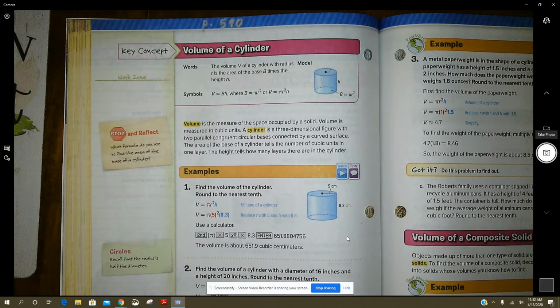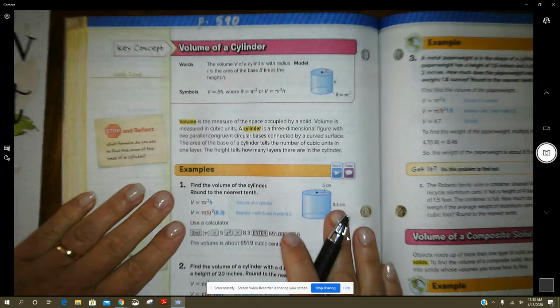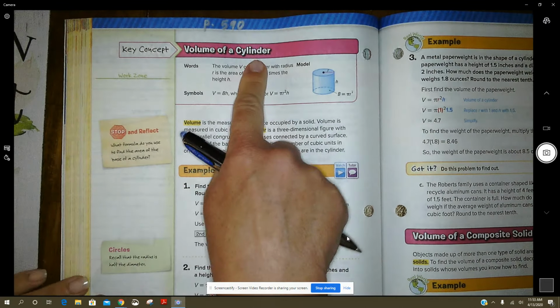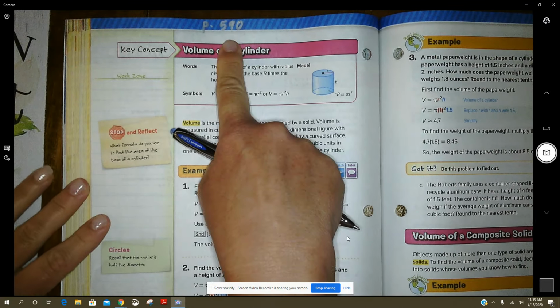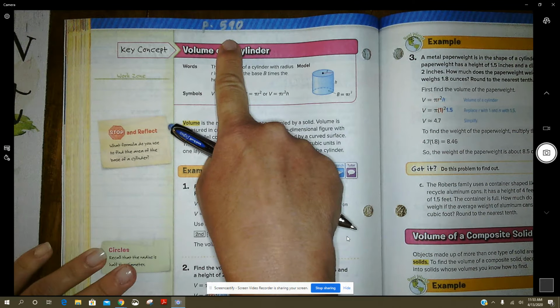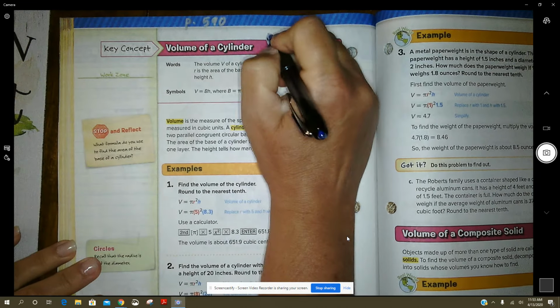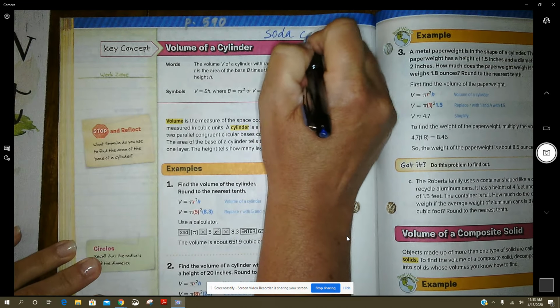Hey guys, so today we're going to be doing volume, and we're going to be talking about three-dimensional shapes, which I'm super excited about. The first thing that we're going to talk about is finding the volume of a cylinder. Please make sure that you are following along in your workbook on page 590. Volume of a cylinder.